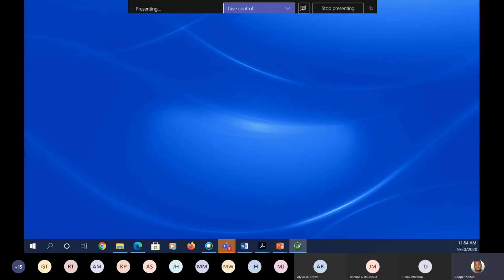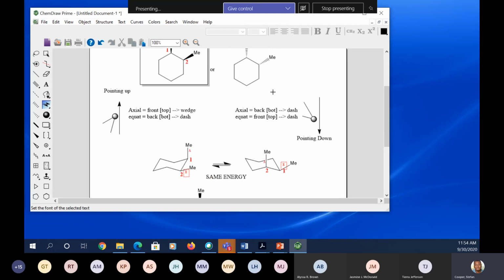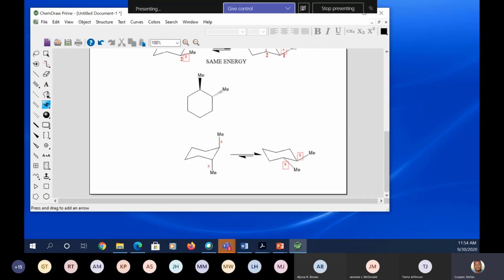Give me one sec. I'm trying to get my arrow to work here. But that's right. When I have substituents that are axial, that's going to cause the energy to rise. So the other one has both axial. I can't get my circle, but I'll just write up over the top. This is the lowest energy conformation. This is most preferred.